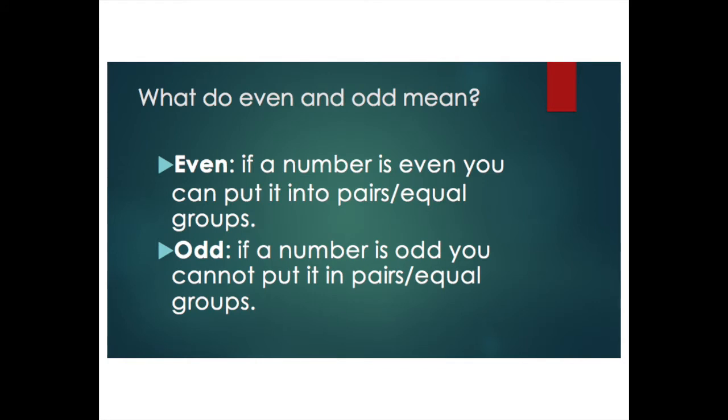Let's get into our math vocabulary for the day. What do even and odd mean? If a number is even, that means we can put that number into equal groups or pairs. Pairs mean when you put things in twos. So if you have a pair of socks, you have 2 socks. If you have a pair of shoes, you have 2 shoes. If a number is odd, that means it cannot be put into pairs or equal groups. So if you have an odd number, you are always going to have 1 left over when you put something in pairs, because that means you have 2 and then 1 left over.